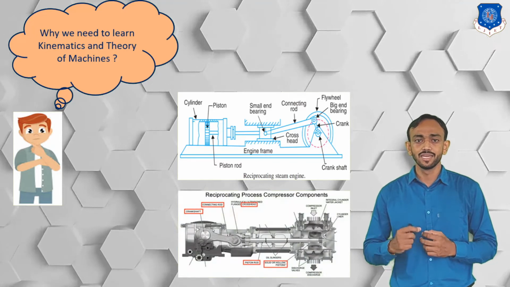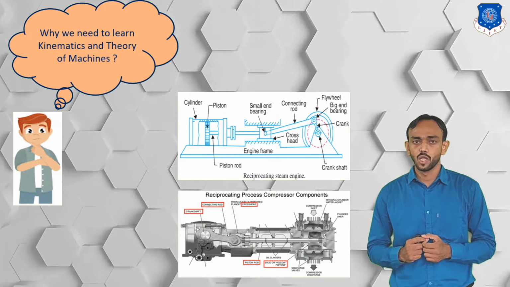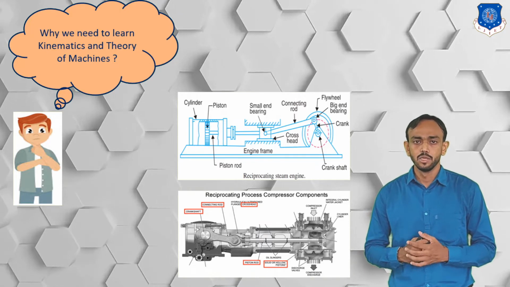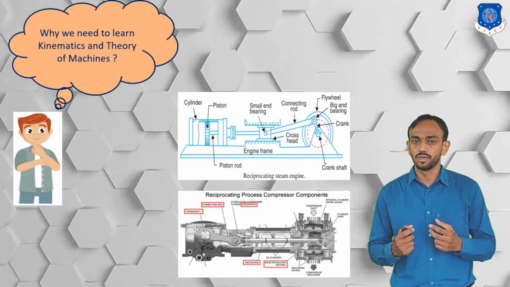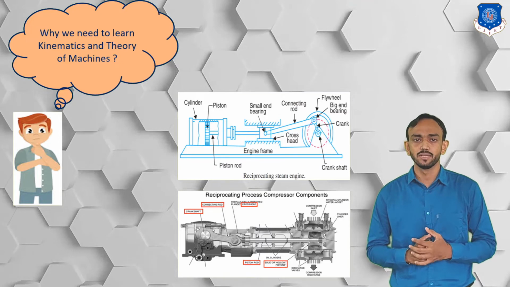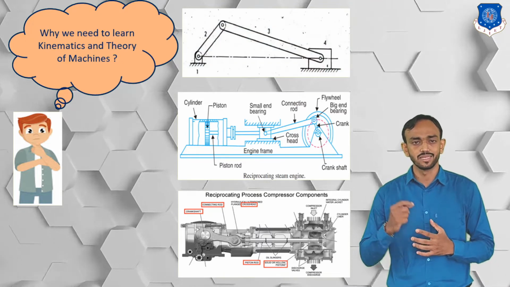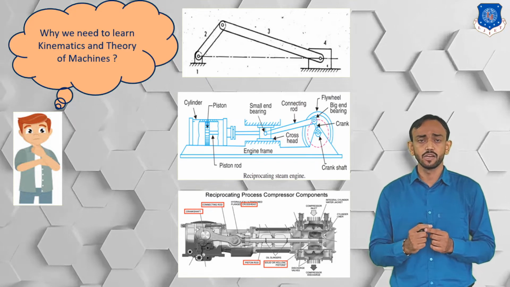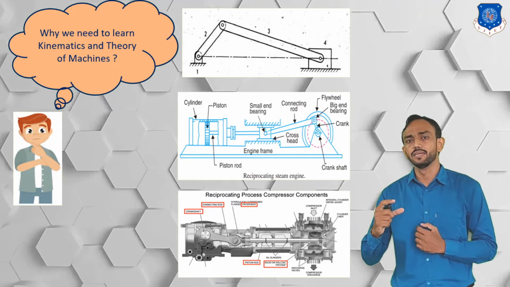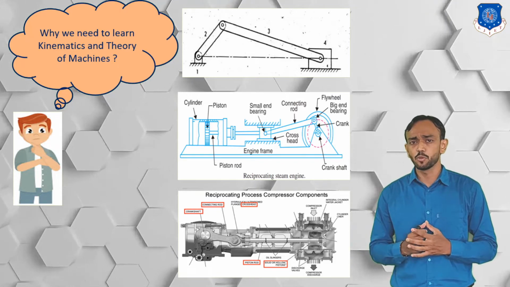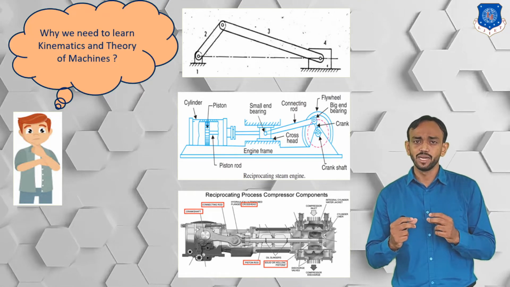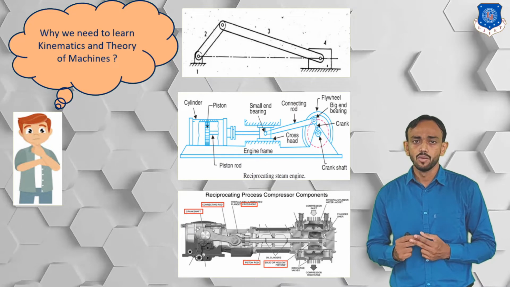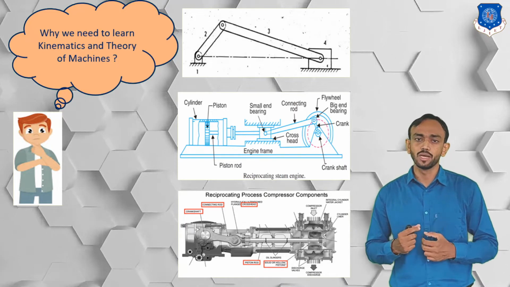You can see here the reciprocating compressor, and you have already seen the steam engine. Both are different machines, but they are working on the same mechanism, which is the single slider mechanism. There is a crank, connecting rod and piston. The crank is rotating, the connecting rod connects the crank and piston, and the piston is reciprocating. This type of arrangement you can see in both a steam engine and a compressor. But the output and input are changed.